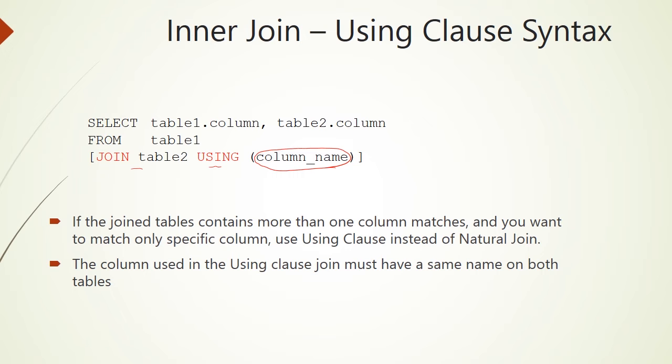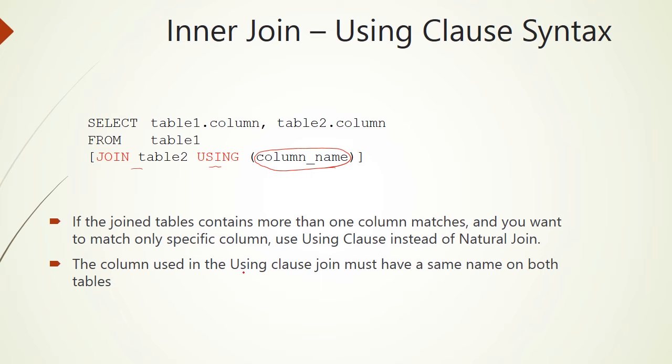In the natural join, as we saw, we didn't provide the name of the column that will be used for the join, as Oracle will automatically pick the columns that have the same name in both tables to do the join. So here, if the join tables contain more than one matching column and you want to match only a specific column, you can use the using clause instead of natural join, because in natural join Oracle will automatically pick up all columns that have the same name. But here we can specify which column will be used for the join.